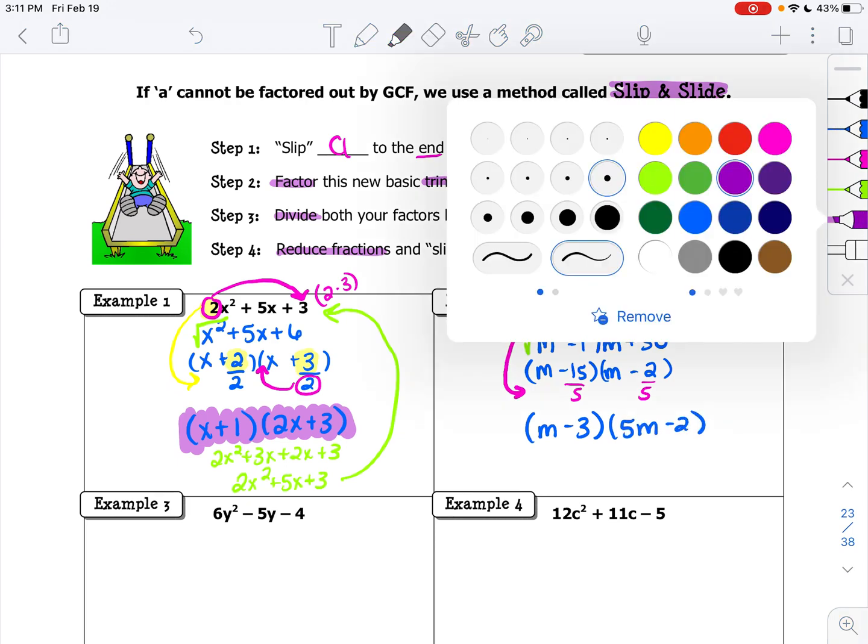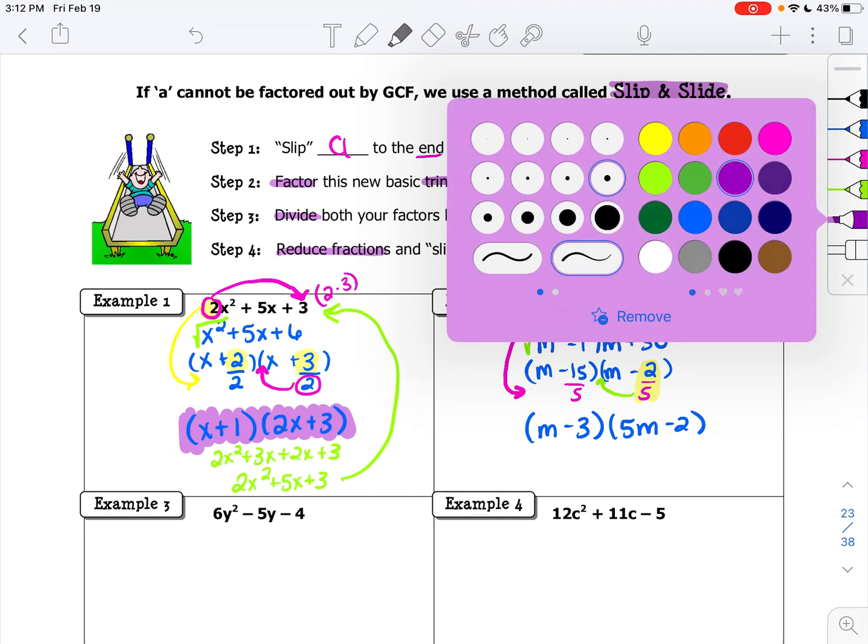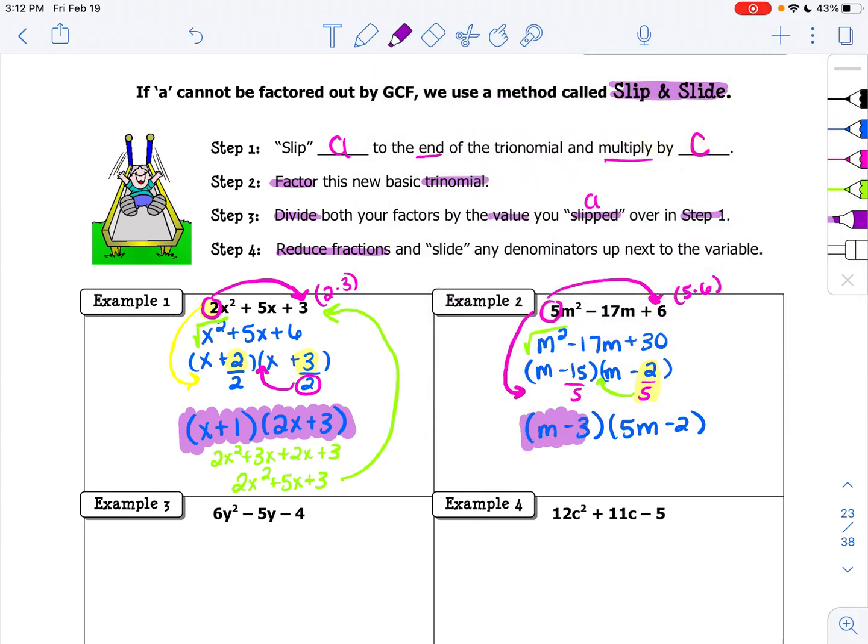Because if I were to divide this 2 over 5, that doesn't divide evenly. So I need to move that denominator in front of the m. So I have a final answer of m minus 3 times 5m minus 2. And again, you can FOIL it to check and you'll get what you started with.